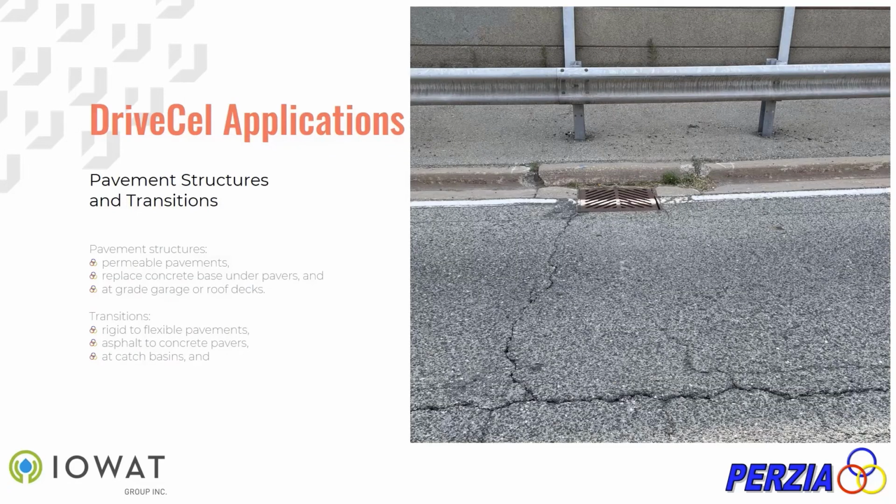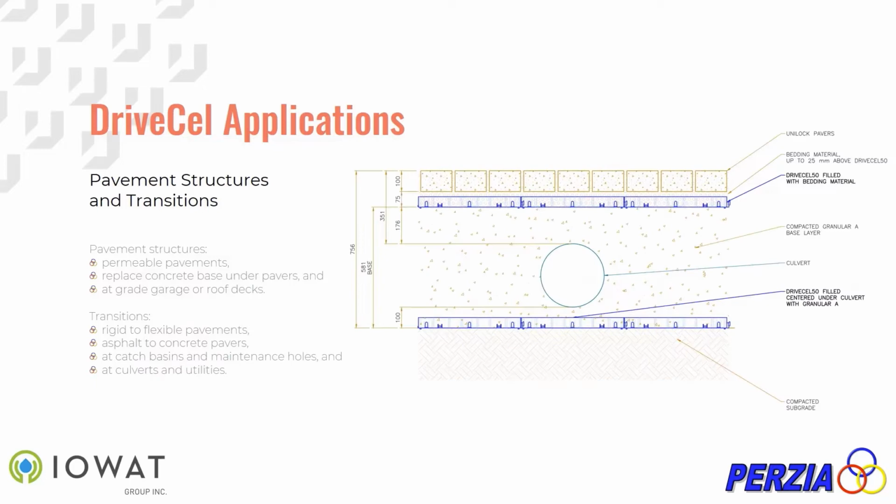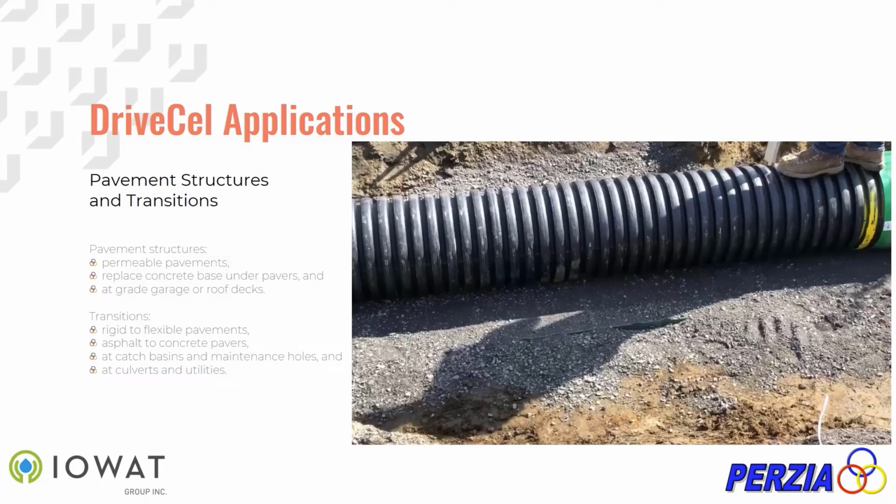Too often, pavements and curbs break up around catch basins. Installing DriveCell helps tie this area together to reduce costly repairs. Pavement structures often deform and crack over culverts. Installing DriveCell under the culvert helps spread the load and reduce the excavation required. Installing another layer above the culvert in the pavement structure helps prevent deformation and cracking.